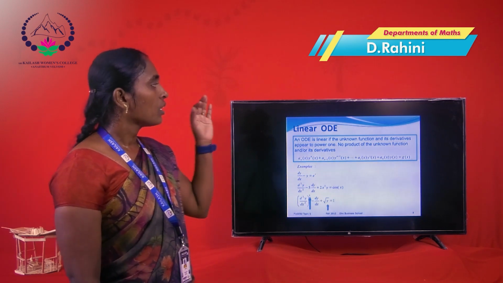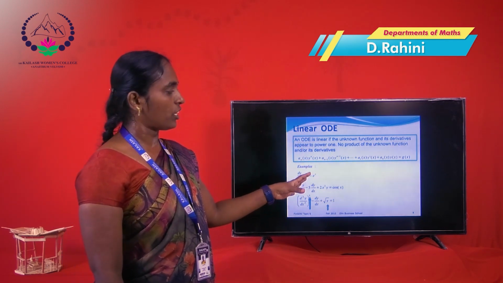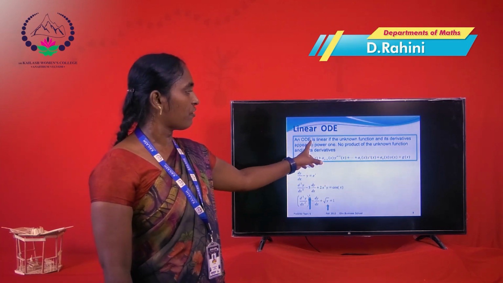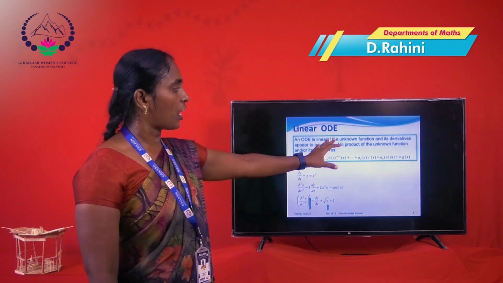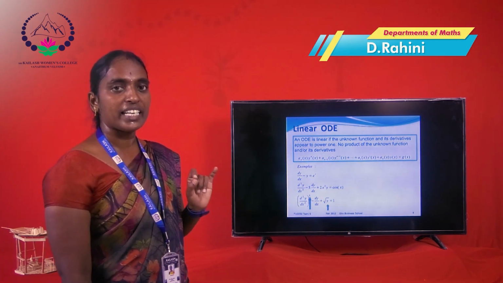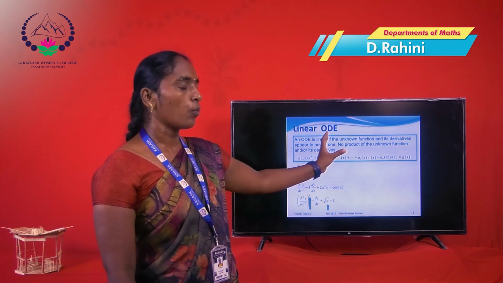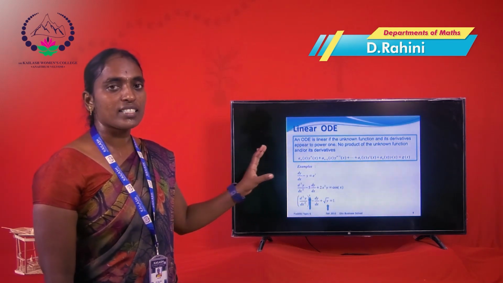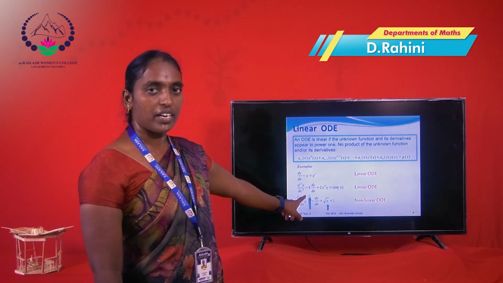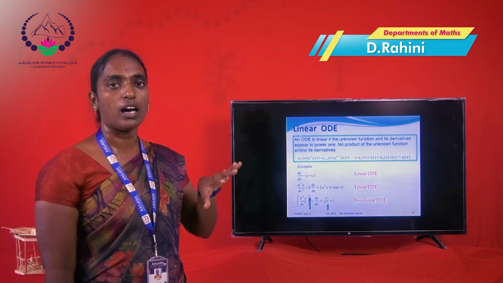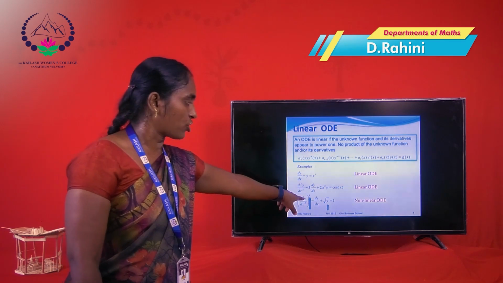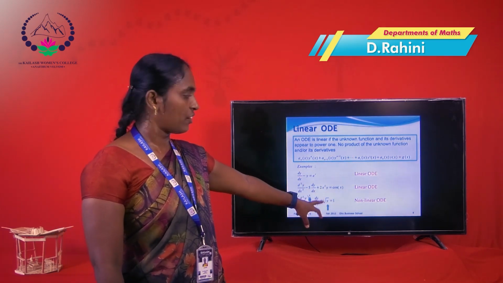Next, linear ordinary differential equation. First we have to say what is a linear ordinary differential equation. An ordinary differential equation is linear if the unknown function and its derivatives appear to the power 1. This is called a linear ordinary differential equation. So no product of the unknown function and its derivatives applies. Only the derivatives may be 1, 2, 3 or more, up to the nth derivative. No multiplication.